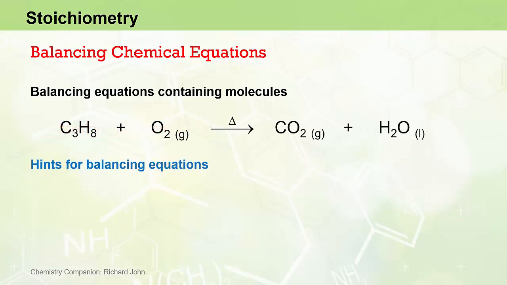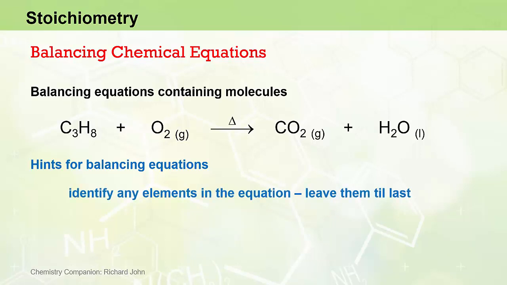So in order to balance this equation, it is best to take a bit of a systematic approach, and here are some hints for doing this. The first thing you should do is identify any elements in the equation, and we should leave them to last in terms of getting equal numbers of atoms on both sides. So for example, oxygen here is an element, a substance that contains only one type of atom. So we're going to leave the oxygen atoms till last when we are balancing this equation.